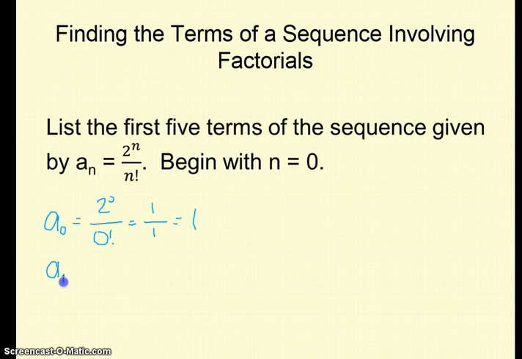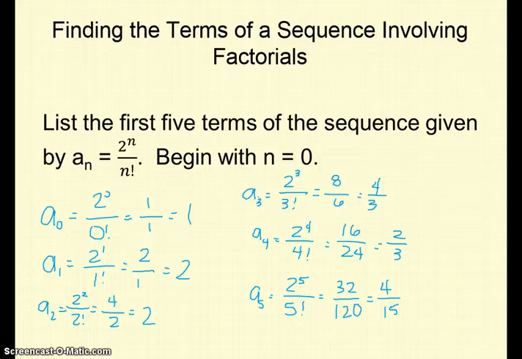For a sub 1, that's going to be 2 to the 1 over 1 factorial. 2 to the 1 is 2. 1 factorial is 1, so 2 over 1 is 2. Keep going with that. Since I want the first 5 terms, go all the way to a sub 5. Even though we have a sub 0 here, I want you to go all the way to a sub 5.